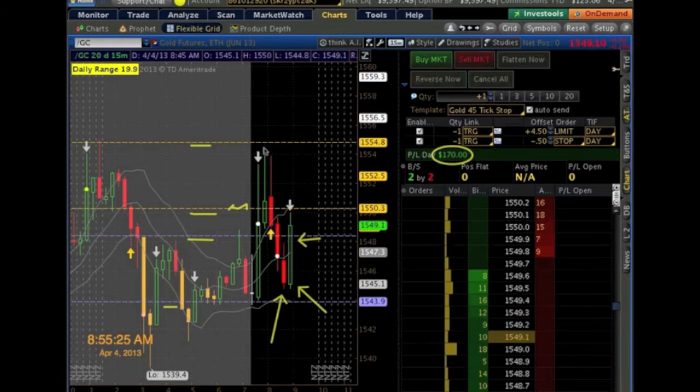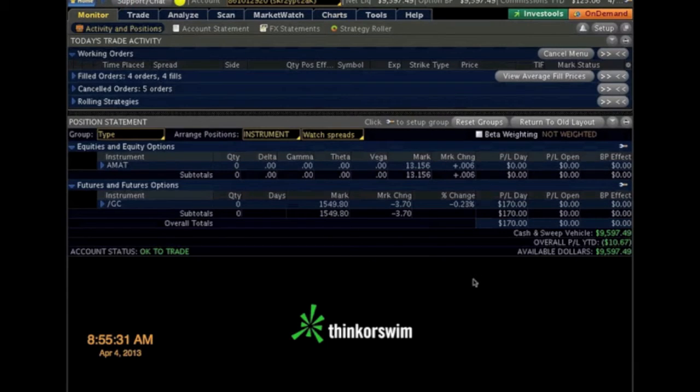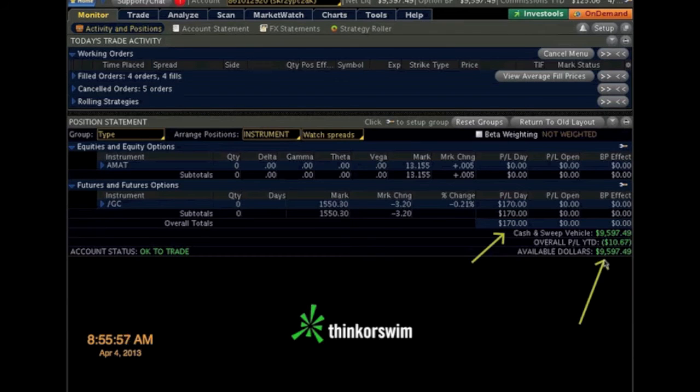So that being said, let me turn this off for a second. We then go into the account, and we can see that we made our 170 profit. Let me turn my tool back on. We made our 170 profit, and our account value is $9,597.49 right now.